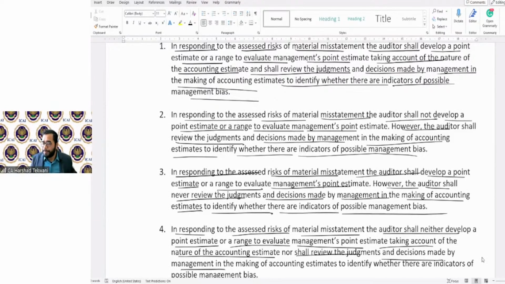Good, Manini. Correct. Come on, guys. What should the auditor do here?